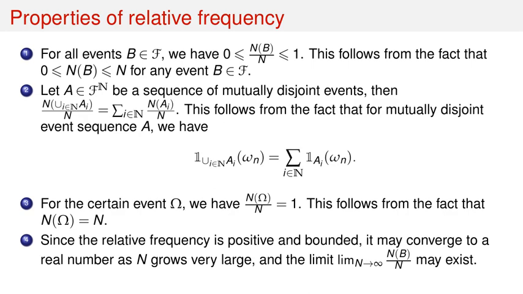Fourth, since the relative frequency is positive and bounded between 0 and 1, it might converge to a real number as n, the number of trials, grows very large. The question of whether the limit as n approaches infinity of N of B over n exists is a fundamental concept in probability.